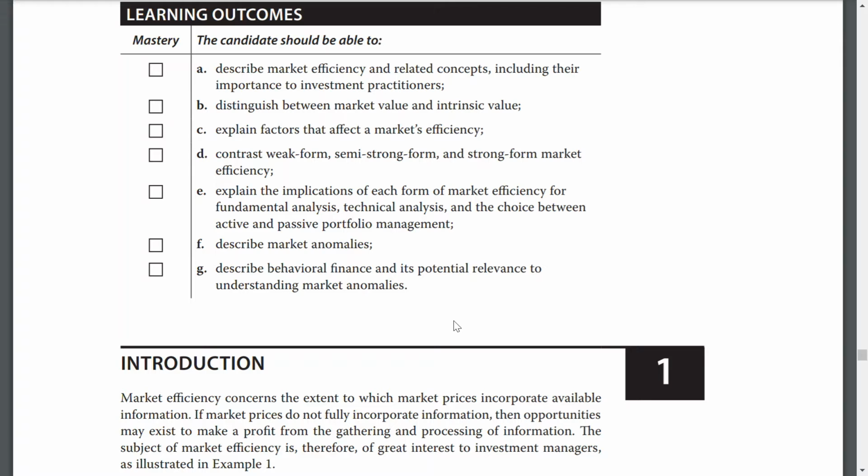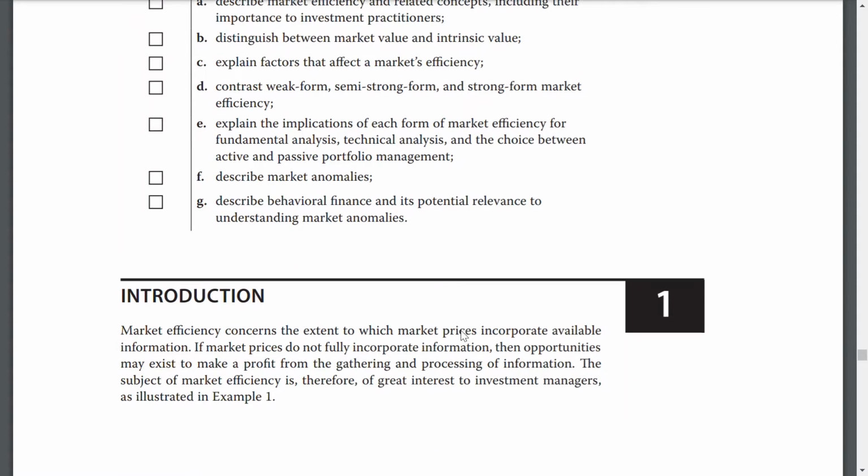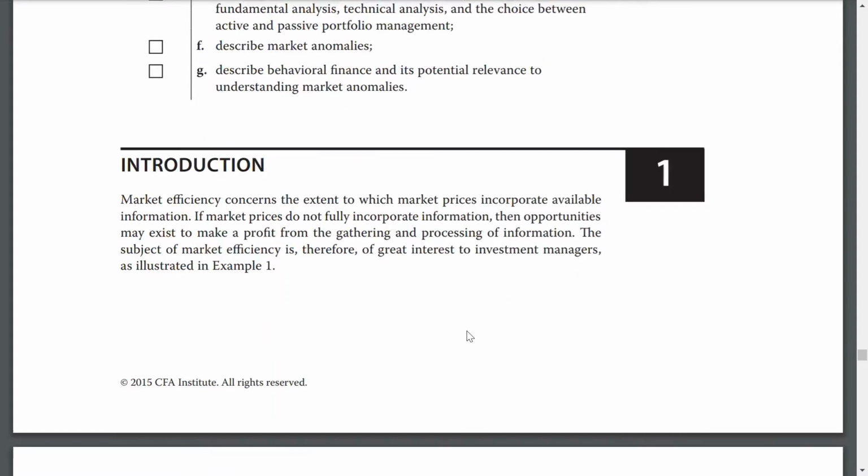Introduction. Market efficiency concerns the extent to which market prices incorporate available information. If market prices do not fully incorporate information, then opportunities may exist to make a profit from the gathering and processing of information. The subject of market efficiency is therefore of great interest to investment managers, as illustrated in Example 1.